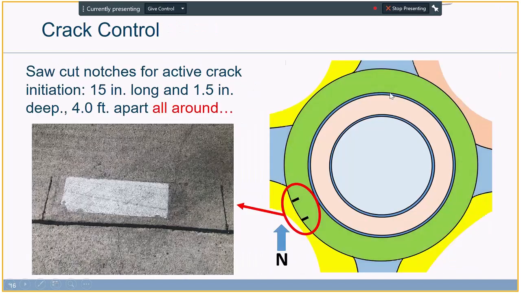As I mentioned, a cool feature about design and construction of this roundabout was eliminating joints and dowel bars. But in order to activate cracks, it was decided to go with notches all around the FRC ring. Here I am showing just 2 notches on this schematic drawing, but notches were placed all around the FRC ring. And here on the left side in this picture, we can see 2 saw cut notches. These notches were 15 inches long and 1.5 inches thick, all of them saw cut after the construction and also sealed.